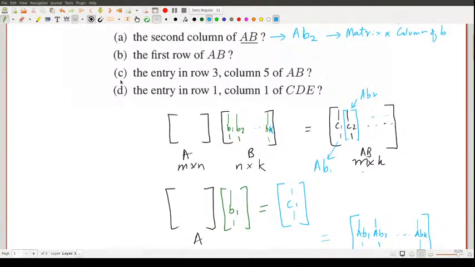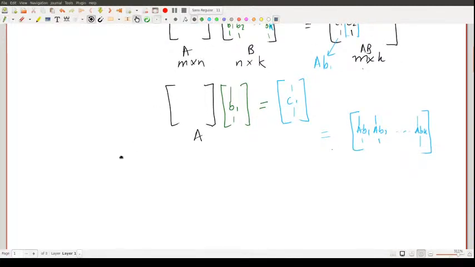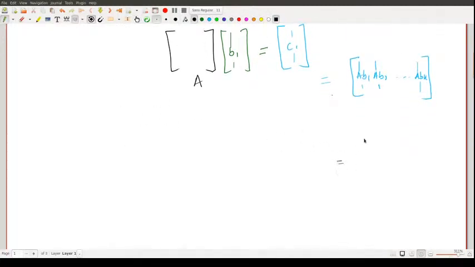The second is how do you find the first row of AB? So instead of looking at it in terms of a column matrix, let's view AB as rows. So sorry, AB, capital AB. Let's say this was the first row of AB, row 2, and so on. It will have M rows. And so the question is, how do I get the first row? How do I get this row?